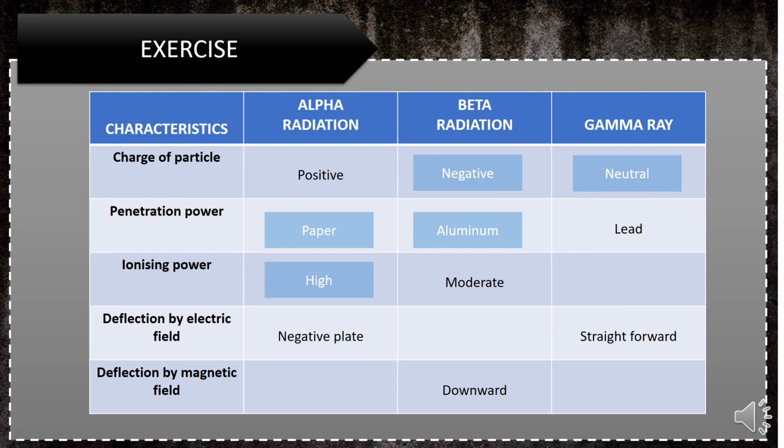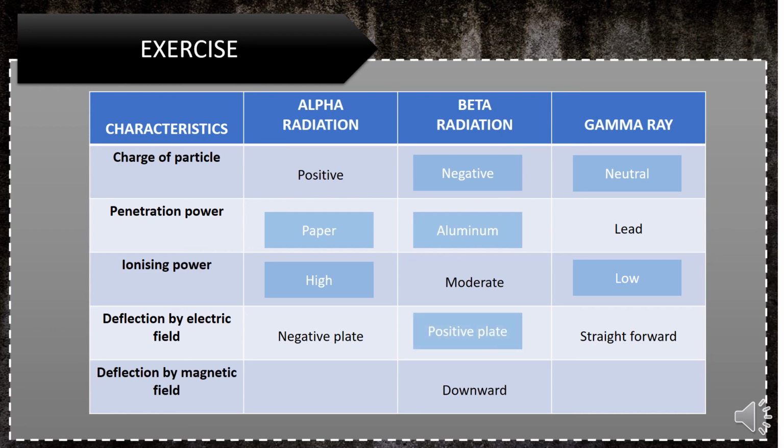The next one, alpha radiation has the high ionizing power. For beta radiation, it's only moderate, and the lowest one is gamma ray. For the characteristic deflection by electric field, alpha radiation is positively charged, so it will deflect to the negative plate. And beta radiation, which is negatively charged, will deflect to the positive plate. And again for the gamma ray, because it is neutral, it will just go straight forward.